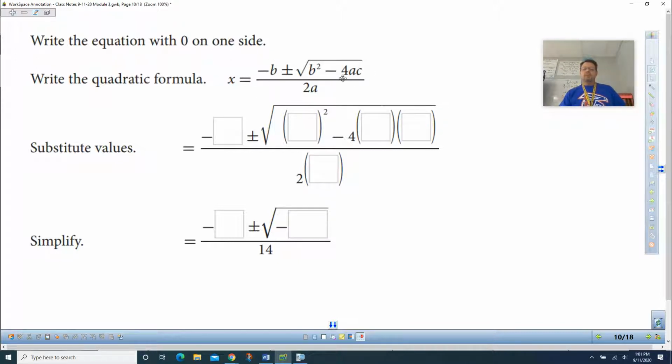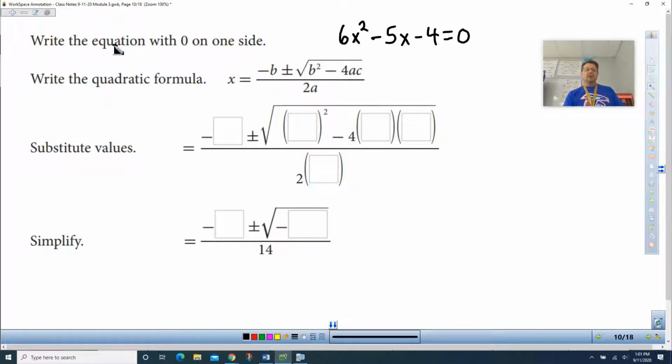So that's the quadratic formula. You need to have that memorized, so I ask you to write it down every single time. We'll talk about the other things first. Let's talk about our first example. We're going to use 6x squared minus 5x minus 4 equals 0.